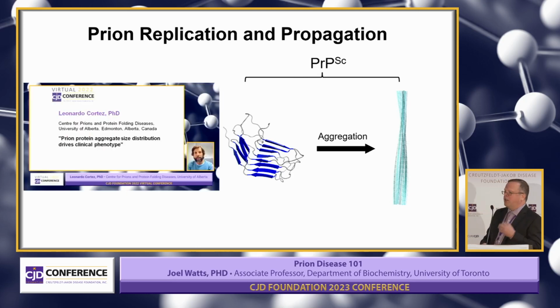And then one of the talks tomorrow from Leo Cortez, he's going to be talking about how there's actually a spectrum of sizes of clumps between this, and how those different sizes of clumps may be responsible for some of the variability that you see in prion disease.